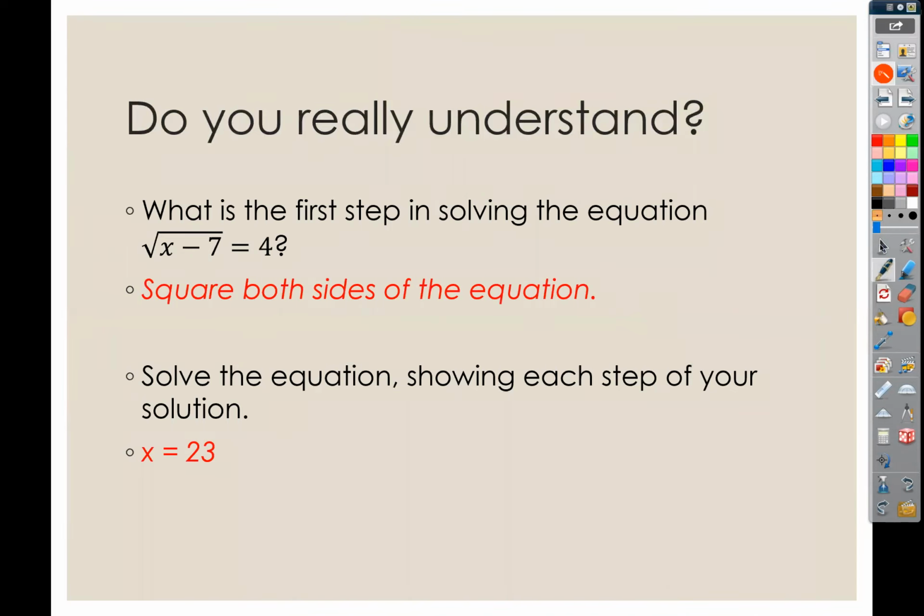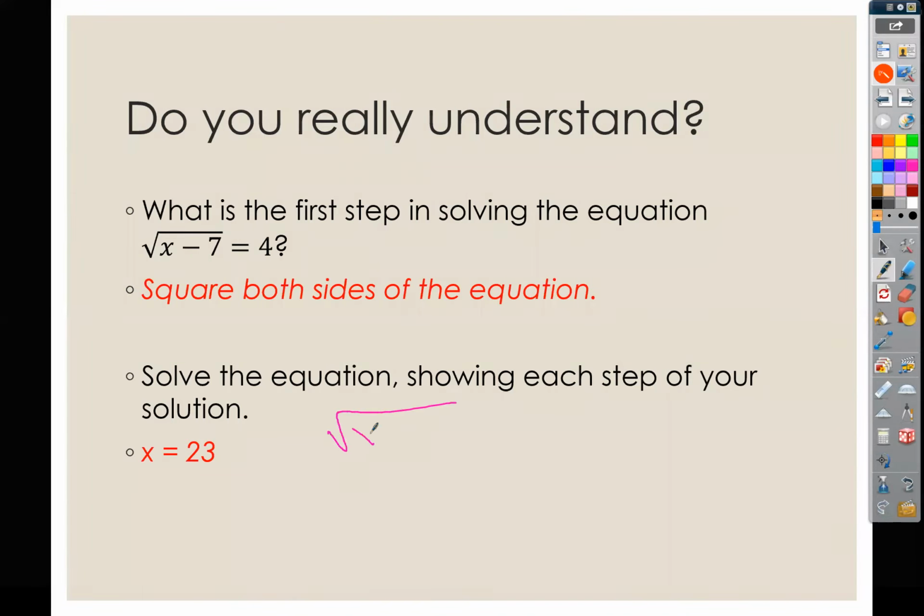And you should have gotten x equals 23. What you would do is you would say x minus 7, square both sides. So you get x minus 7 equals 16. And then add 7 to both sides, and you get x equals 23.